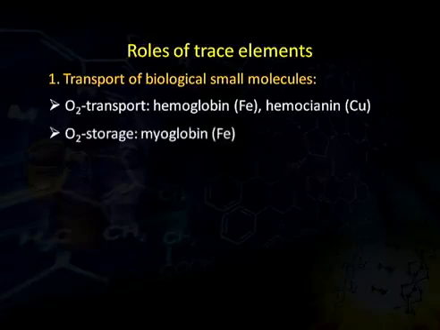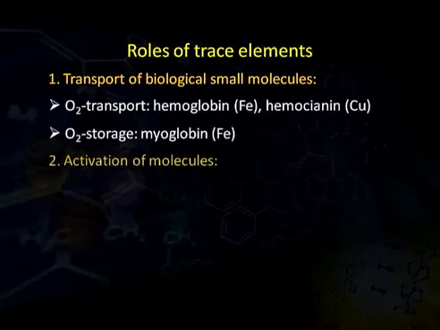We also have oxygen storage agents like myoglobin. Myoglobin is basically used to store the oxygen in the body, and in this also iron is present in the center of the porphyrin. The second role of the trace element is the activation of the molecules.